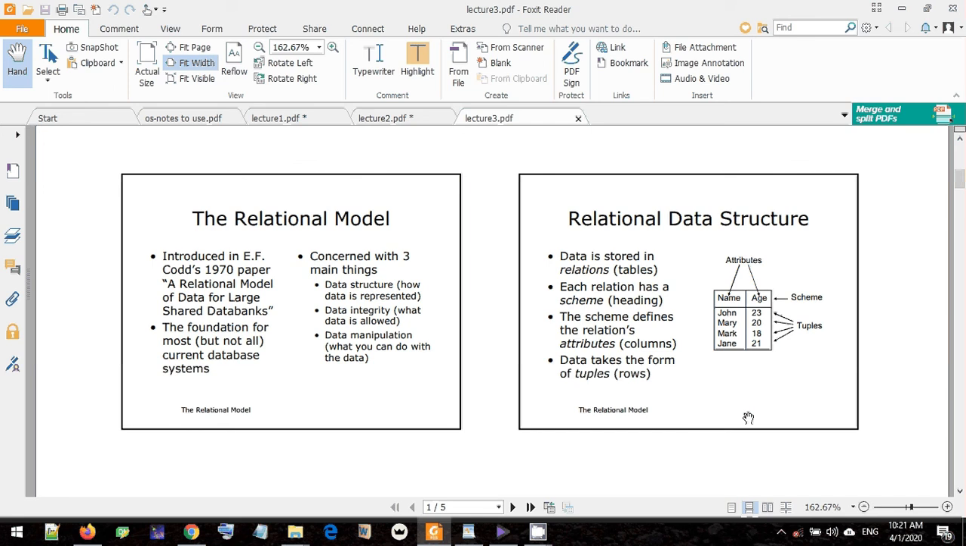So let us start with the first one, data structure. Data is stored in relations in the form of tables, as we have earlier seen, and this is an example of a relation. Each of these relations has a scheme. The scheme is what we call the heading. The scheme is also a set of attributes, where you combine all the attributes together. Now data takes the form of tuples. They appear as rows in the table.